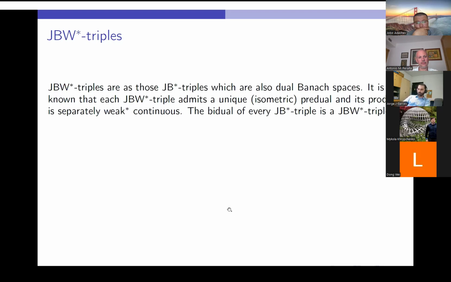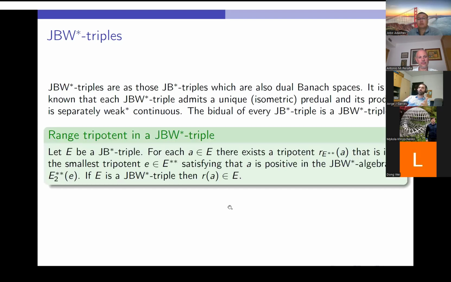Well, a JBW-star triple again is a J-star triple which is a dual Banach space. Okay, so it's the ternary version of the von Neumann algebras and the JBW-star algebras. An important thing is that if you remember the polar decomposition that was given at the beginning of the talk, an element decomposed as a product of a certain partial isometry and the modulus of the element. In a JBW-star triple, we don't have a polar decomposition, but there is a special tripotent associated to every element that plays the role of the partial isometry in the polar decomposition.